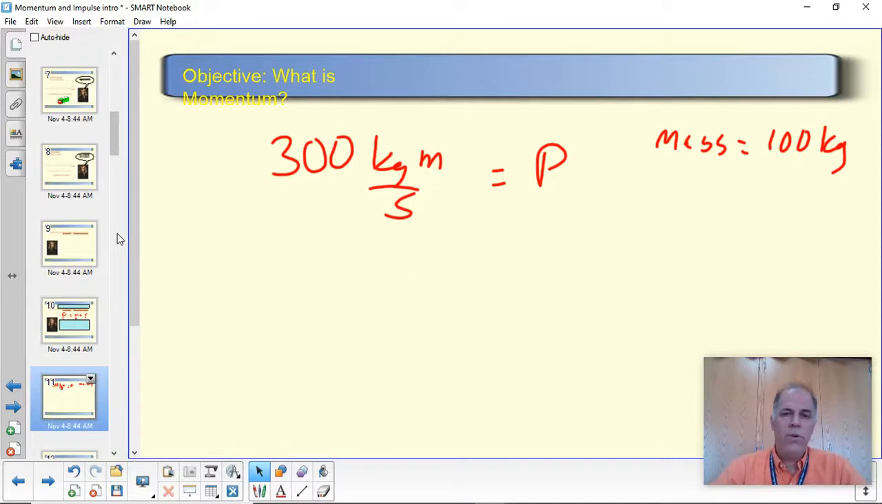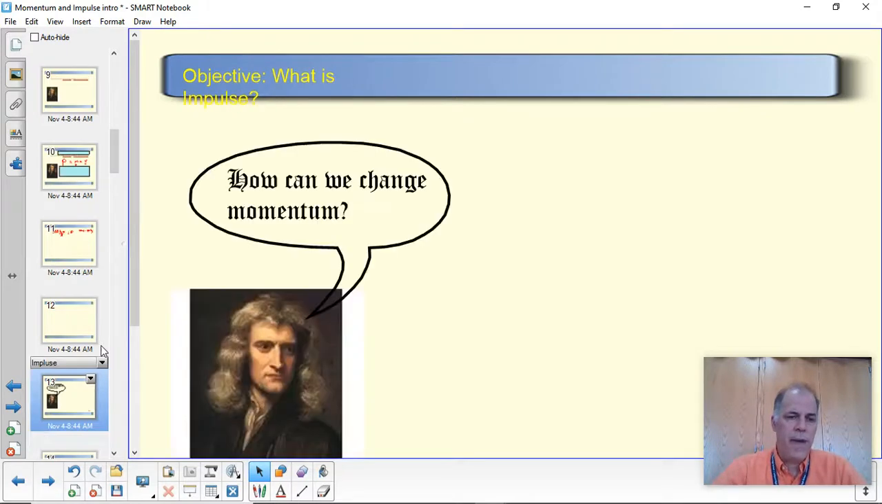Okay, so for example, if we have, well, let's see, you know what, we can just move on from that. So finding momentum of an object is very straightforward, just multiplying the mass times its velocity.